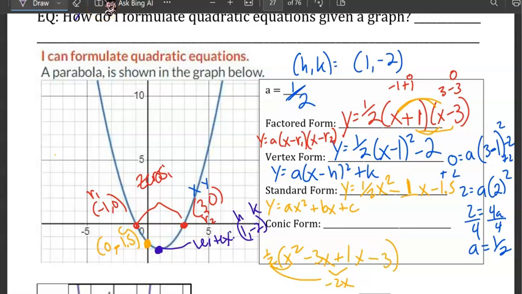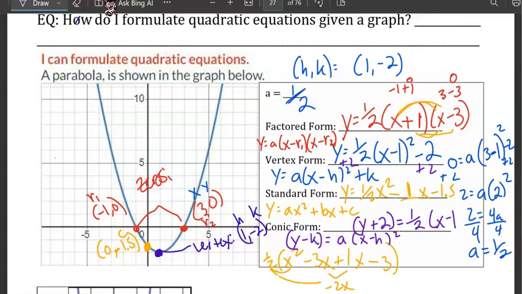And then for the conic form, we have y minus k equals a parentheses x minus h squared. So all you have to do for that one from the vertex form is to move the k to the other side. So we'd add 2 over here. Y plus 2 equals 1/2 parentheses x minus 1 squared.